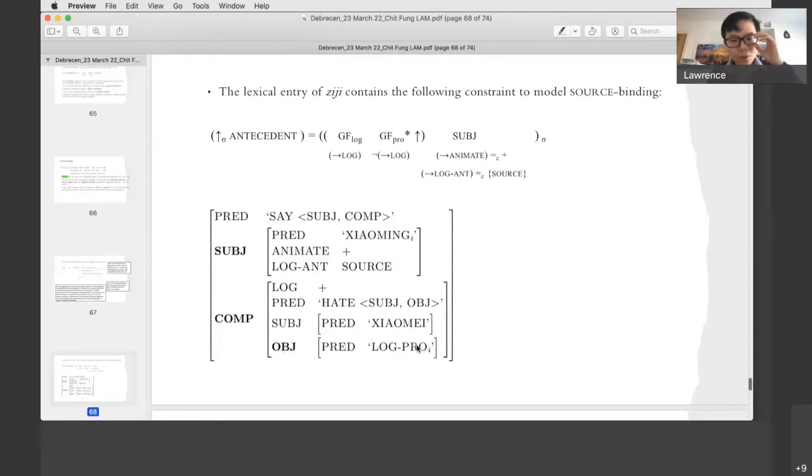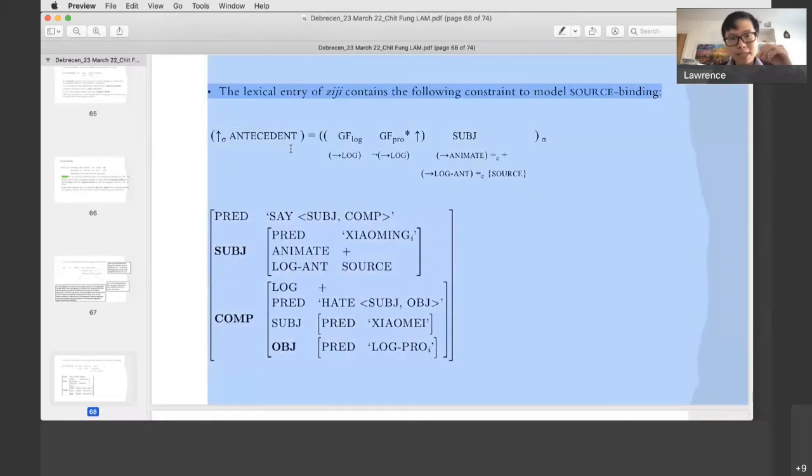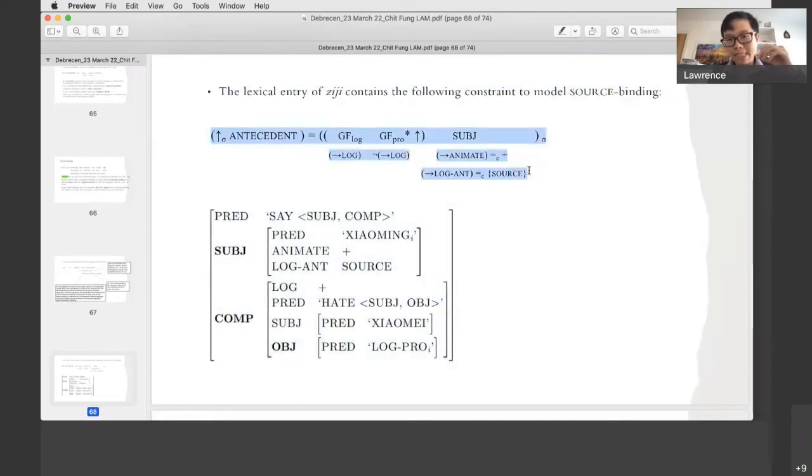So this is a logophor, and it is identified with the matrix subject as the antecedent. It also satisfies the binding equation of logophoric binding. So as you can see here, in LFG, if we want to do binding, it can be done in an almost mathematical manner.